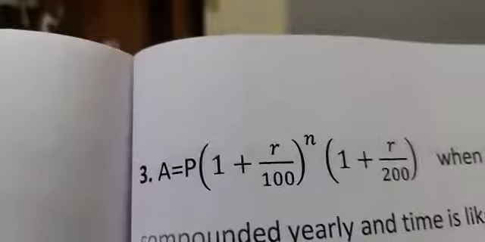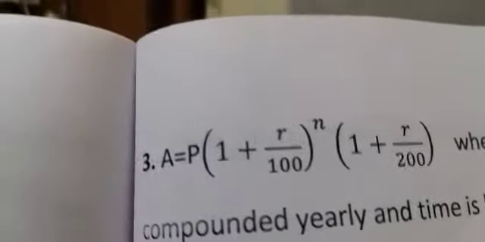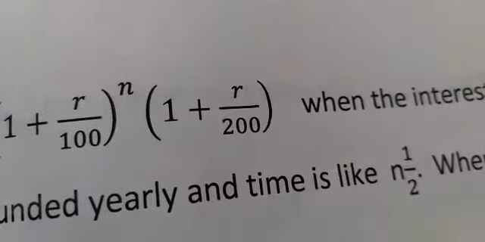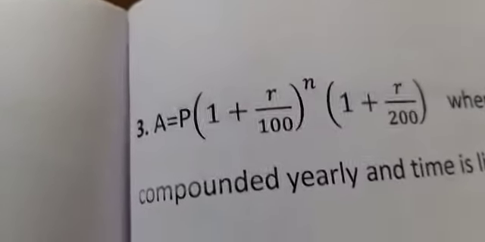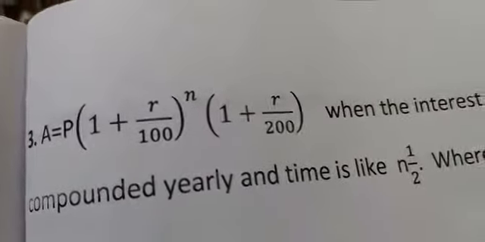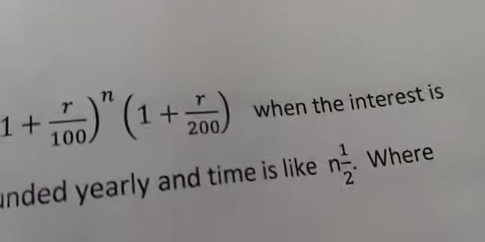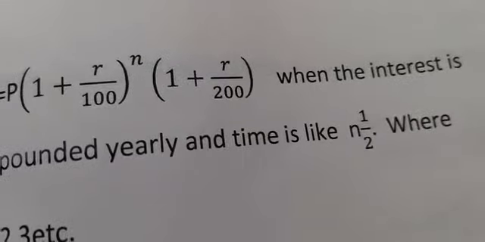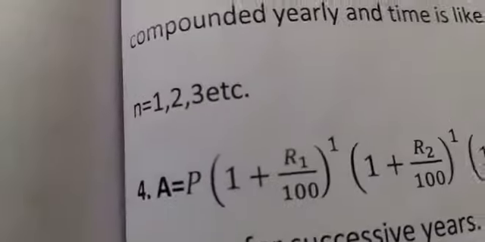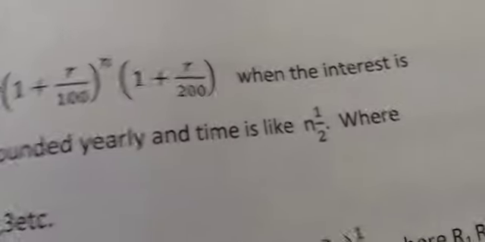So that's why 2 brackets. If the time is 2 whole 1 by 2, n will be 2, and in the second bracket the rate becomes half. So we use the formula A is equal to P into 1 plus R by 100 to the power n, multiplied by 1 plus R by 200, in case the interest is payable yearly and time is in fraction, 1 whole 1 by 2, 2 whole 1 by 2, etc.